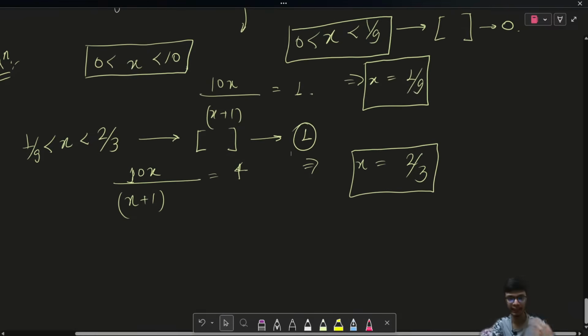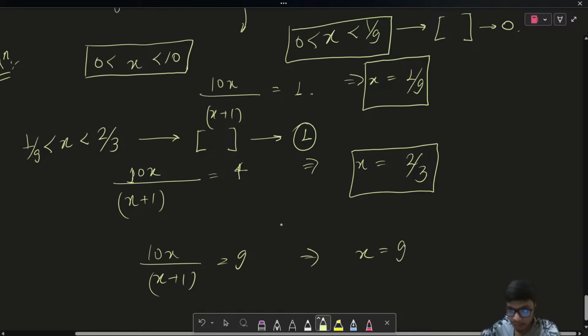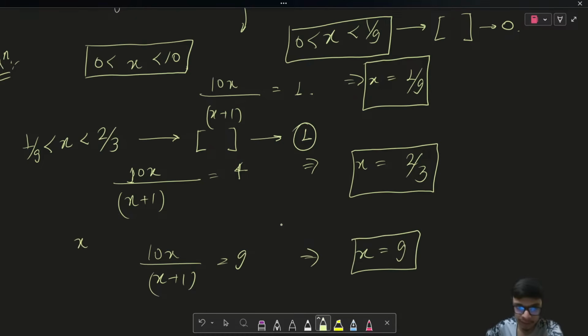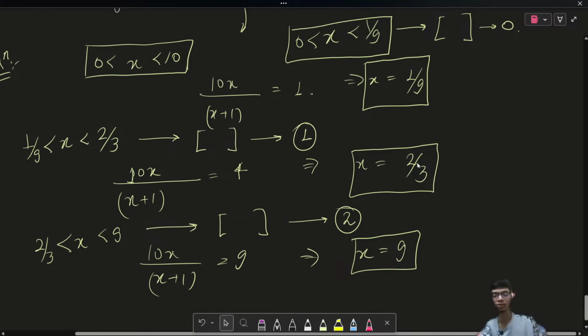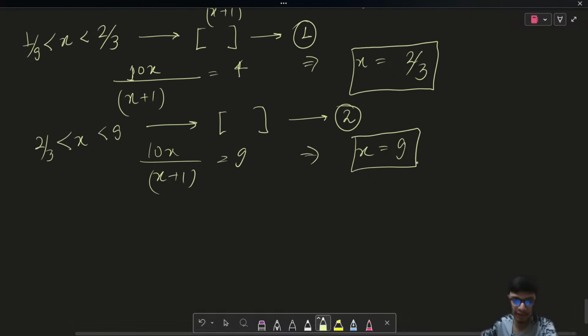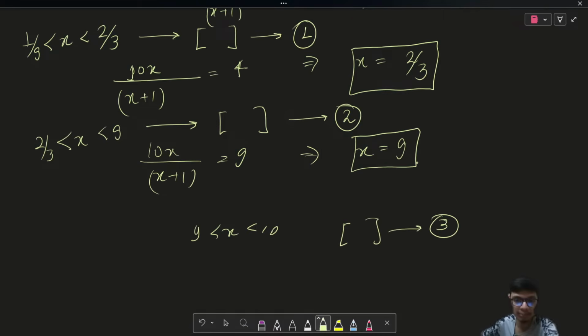Right. Similarly, the next bound will be 3, that is, the square root of that particular thing will give 3, that is, whatever is present inside will give you 9. Right. So I will solve 10x by x plus 1 equal to 9, and when I solve this, x comes out equal to 9. Now this is a very big limit. So what I observe is that when x is lying between 2 by 3 and 9, whatever is present in the greatest integer is giving me the value equal to 2. And the rest is clear because you only have to go from 0 to 10. So from 9 to 10, the greatest integer of it is definitely going to give you 3. Simple, right? So based on this I will try to plot the curve.